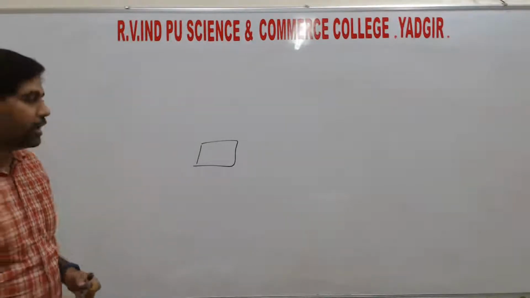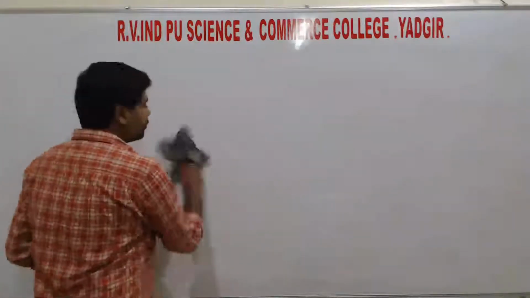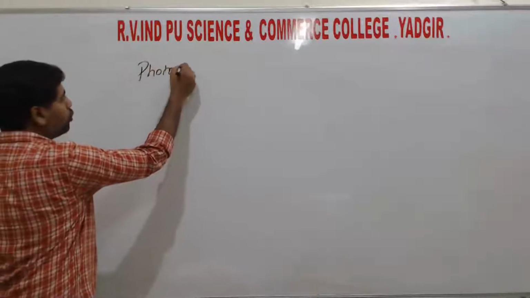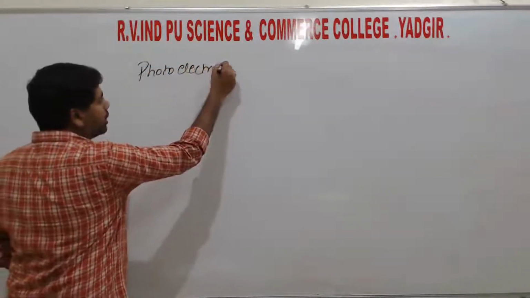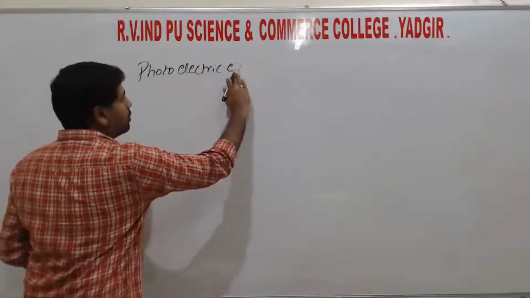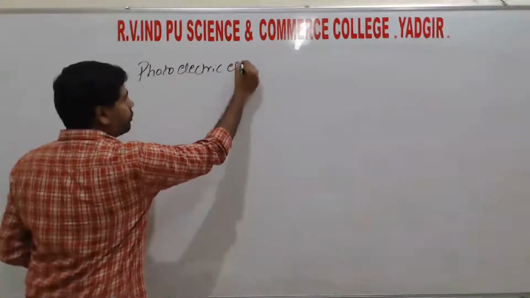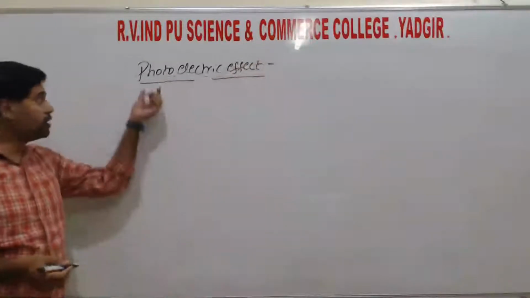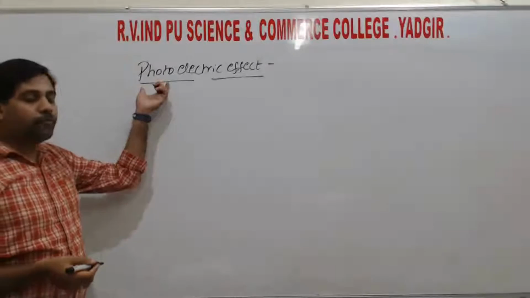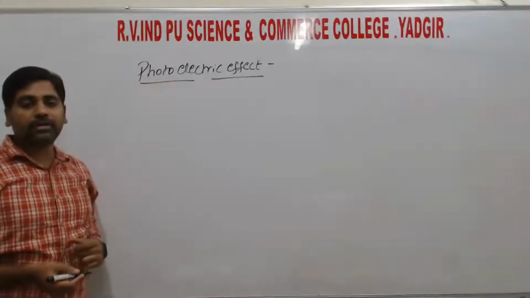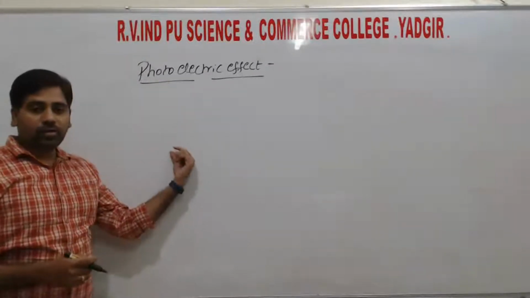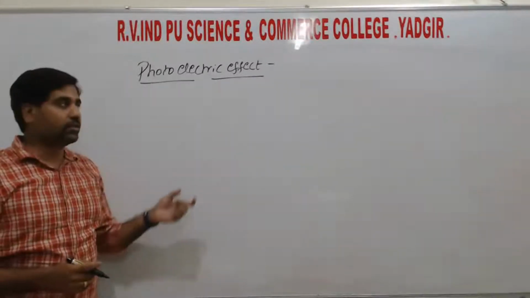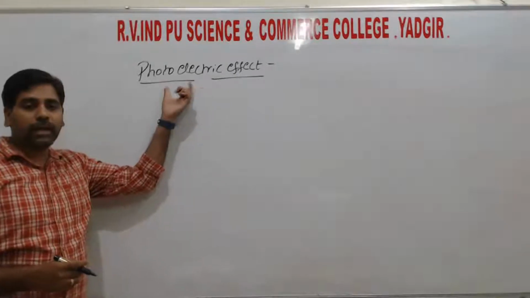In that photoelectric emission, the process is called the photoelectric effect. A photon is nothing but light. When light of suitable frequency falls onto the metal surface, the electrons absorb that energy, overcome the attractive force between the charges, and come outside. That process we call the photoelectric effect.